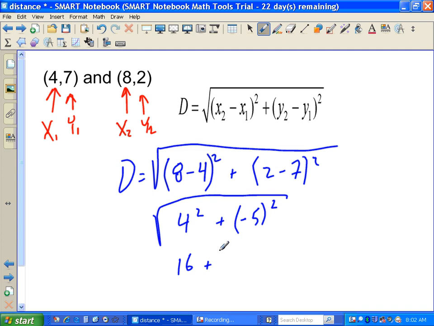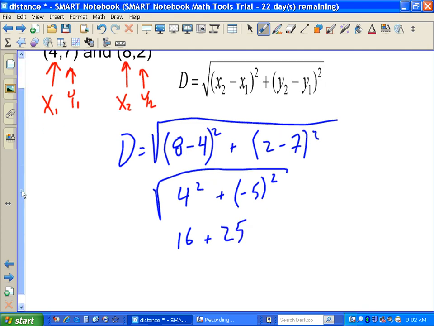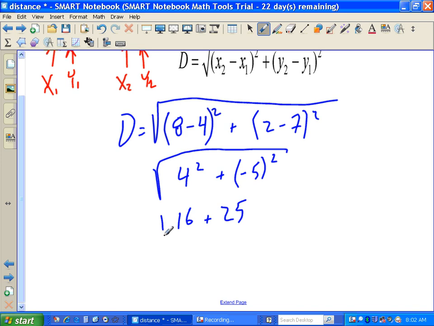4 squared is 16. Negative 5 squared is 25. Remember, when we square a negative number, we always get a positive number. That's why I put it in parentheses to make sure. If you do this with the calculator, it'll sometimes give you a negative. We don't want that. We want parentheses. 16 and 25 is 41.